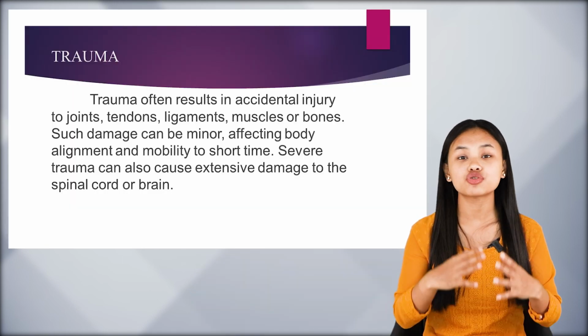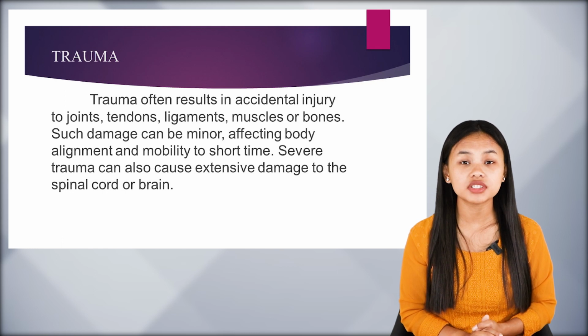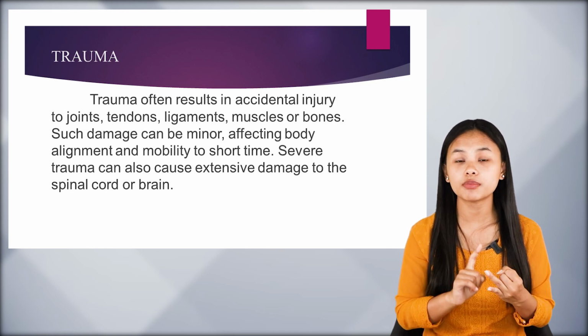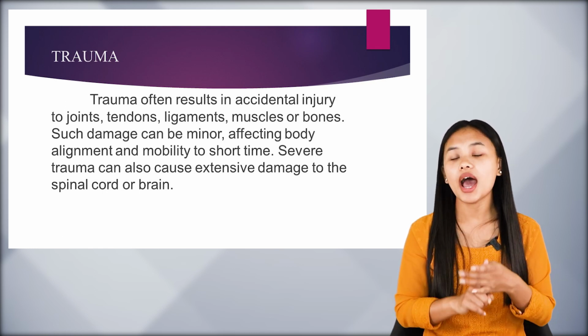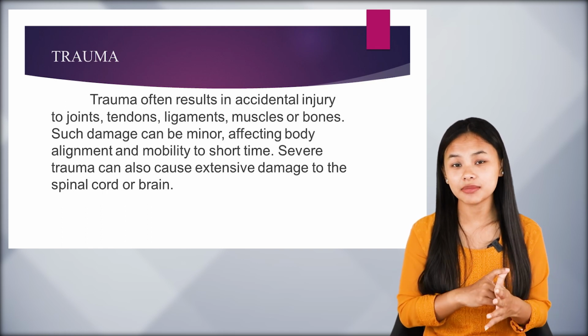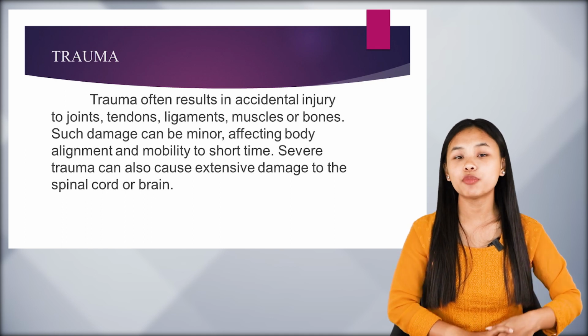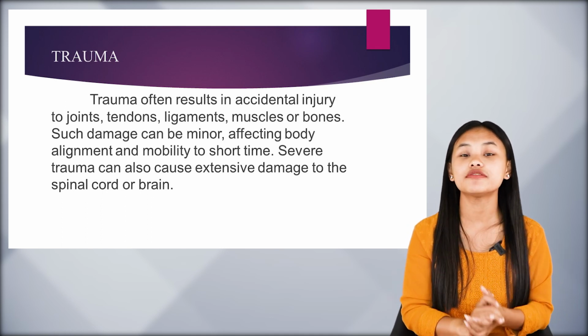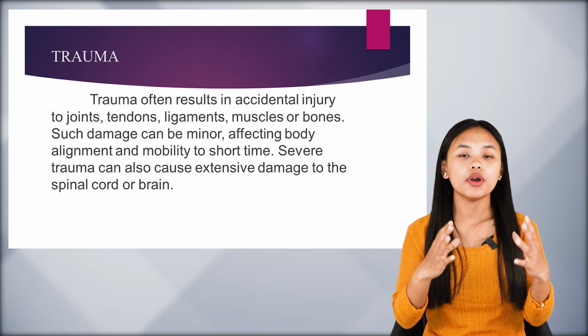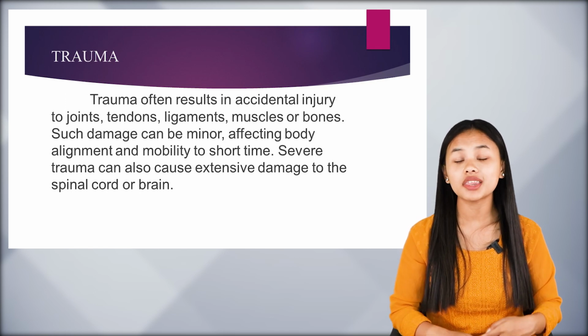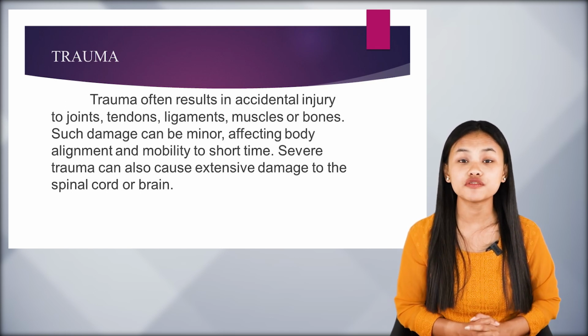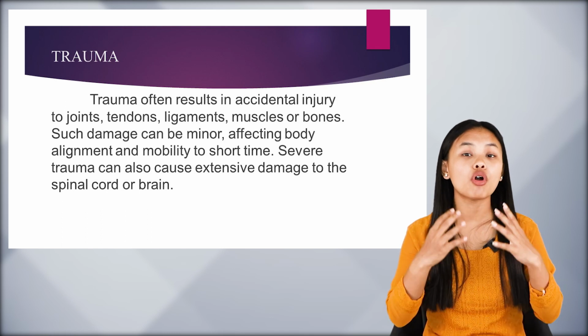The next one is trauma. So here, trauma often results in injury to the joints, the bones, the skeletal muscle, as well as the tendons and the ligaments. Such damage can also be minor, but it can affect the body alignment and the mobility for a short duration of time. However, if there is a severe trauma, then it can also cause excessive damage to the spinal cord or even to the brain. When the spinal cord is damaged, then it can also lead one to be paralyzed.